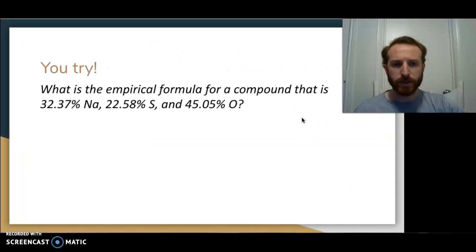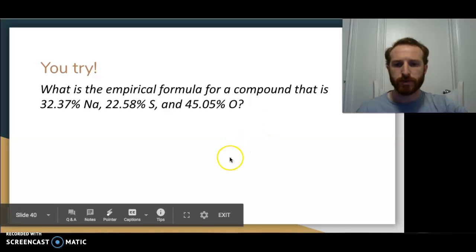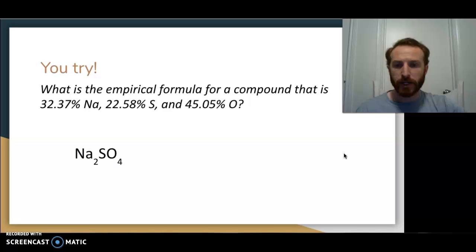So now I'm going to give you an example to try. What's the empirical formula for a compound that is 32.37% sodium, 22.58% sulfur, and 45.05% oxygen? So work yourself through this problem and submit your answers. So the formula that you should have gotten would be Na2SO4.